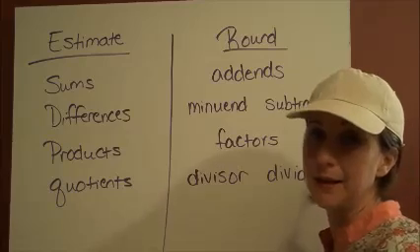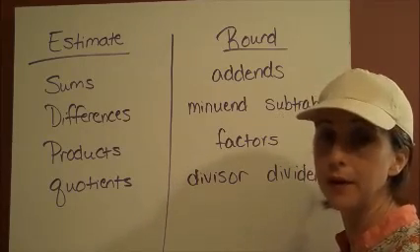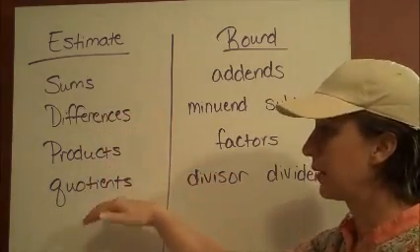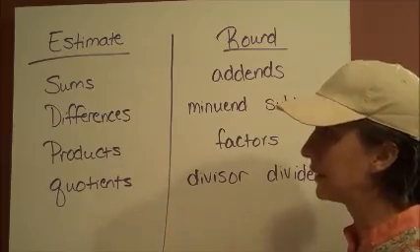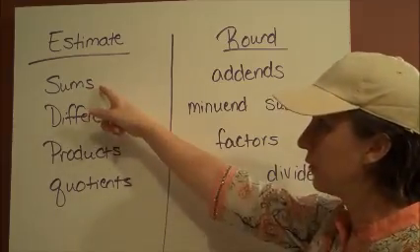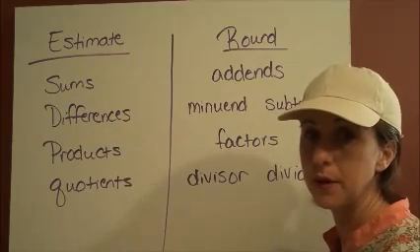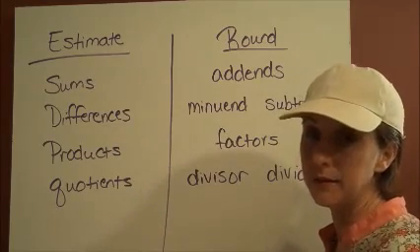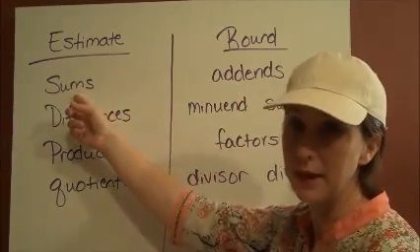The easiest thing to differentiate between estimating and rounding is to think about what you estimate. You estimate sums, differences, products, and quotients. And if I were to ask you what these have in common, it's that they are the answers to addition, subtraction, multiplication, and division problems. That's an estimate. In order to get an estimate, you round the addends to get an estimated sum.